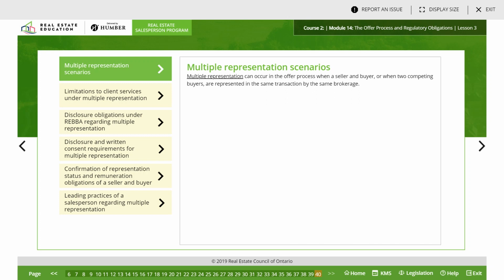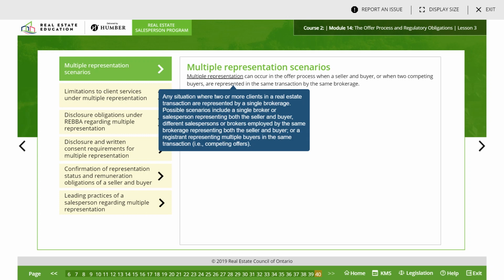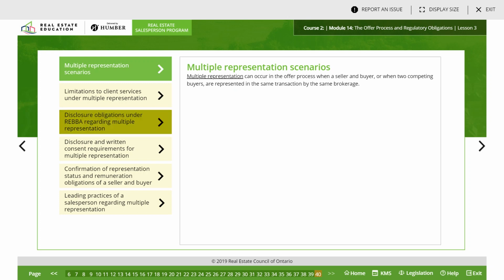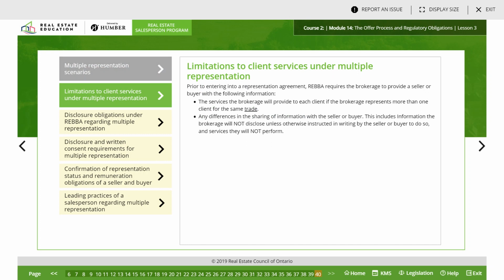Multiple representation scenarios. Multiple representation can occur in the offer process when a seller and buyer, or when 2 competing buyers, are represented in the same transaction by the same brokerage. Okay, let me read that one more time. Multiple representation can occur in the offer process when a seller and buyer, or when 2 competing buyers are represented in the same transaction by the same brokerage. Okay, sounds good.